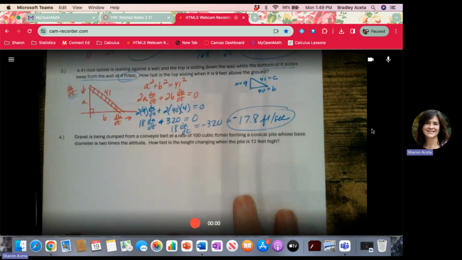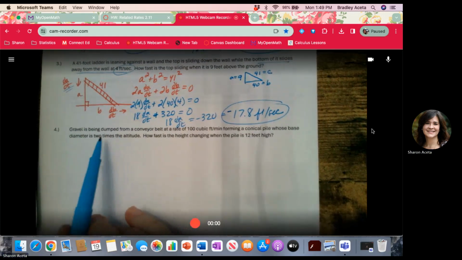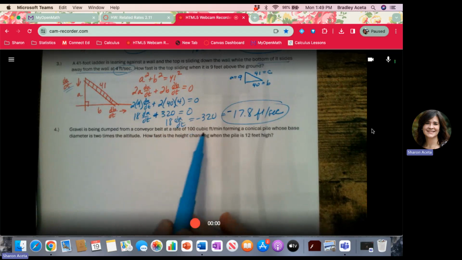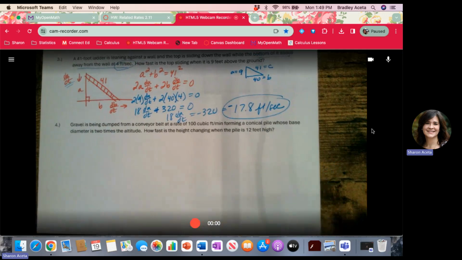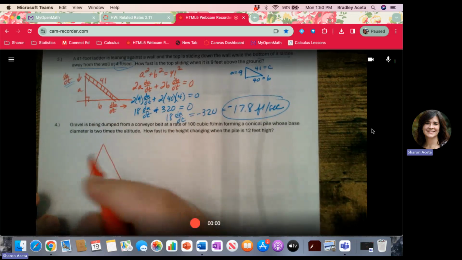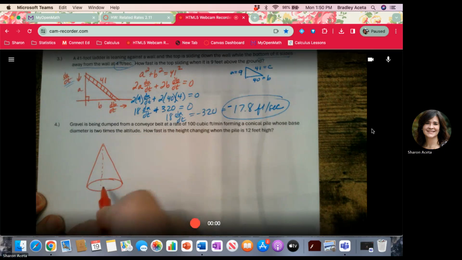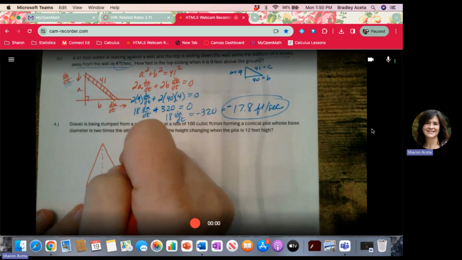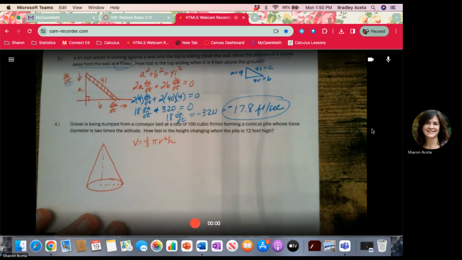All right, let's try another one. Gravel is being dumped. I love cones, by the way. Gravel is being dumped from a conveyor belt at a rate of 100 cubic feet per minute, forming a conical pile whose base diameter is 2 times the altitude. How fast is the height changing when the pile is 12 feet high? So you have this cone that's coming up because of gravel being dumped. If you don't remember your cone formula, it's volume equals 1/3 pi r squared h.